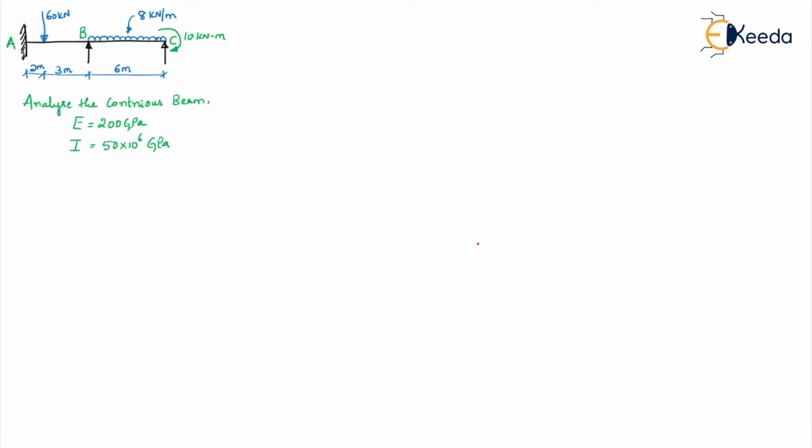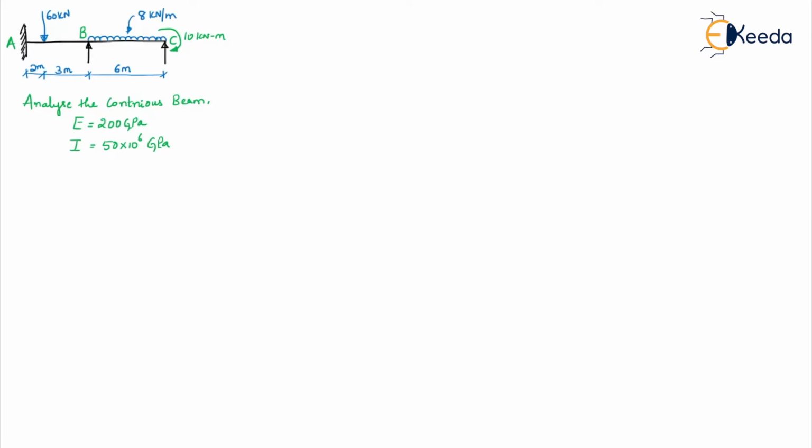So this is the problem given to us. It's a two-span beam where one end is fixed and the other two supports are simply supported. Span AB has a 60 kilonewton load and span BC has an 8 kilonewton per meter load, and at C there is an external moment of 10 kilonewton meter. They have asked us to analyze this continuous beam. Also the values of E and I are provided to us.